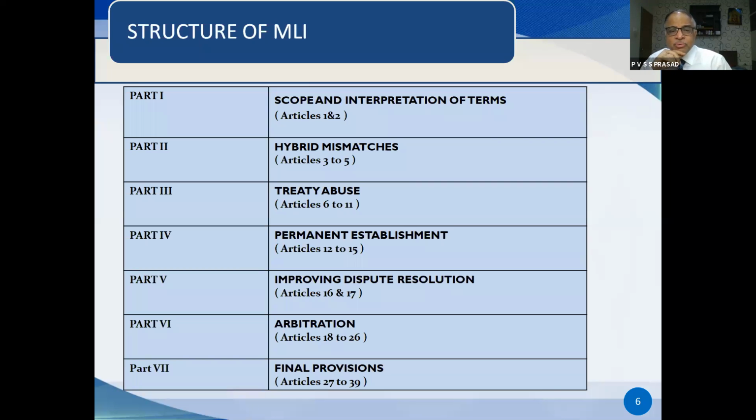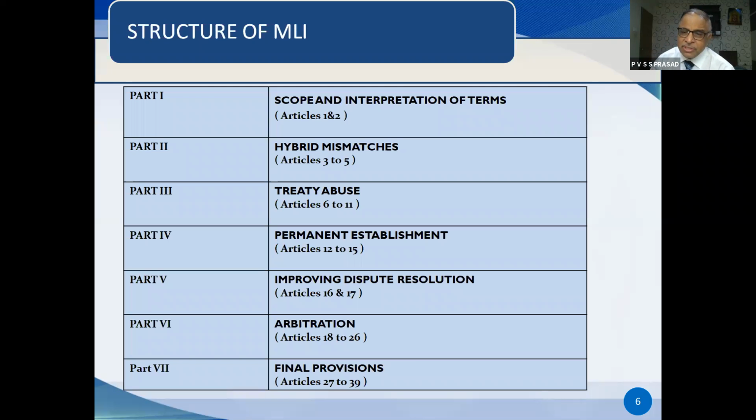And then treaty abuse is the most important objective we need to achieve. That is Article 6 to 11. It carries all the measures that are being proposed and accepted now. Now MLI is a reality, and Article 6 to 11 would talk about how we are going to prevent treaty abuse. And the permanent establishment is Part 4. What are the changes that are going to come in? And improving dispute resolution is a mandatory standard. Again, as I said, it's a minimum standard. Articles 16 and 17 talk about it.